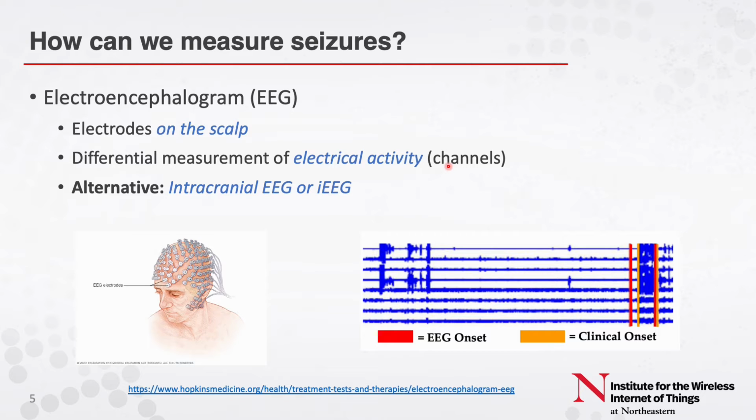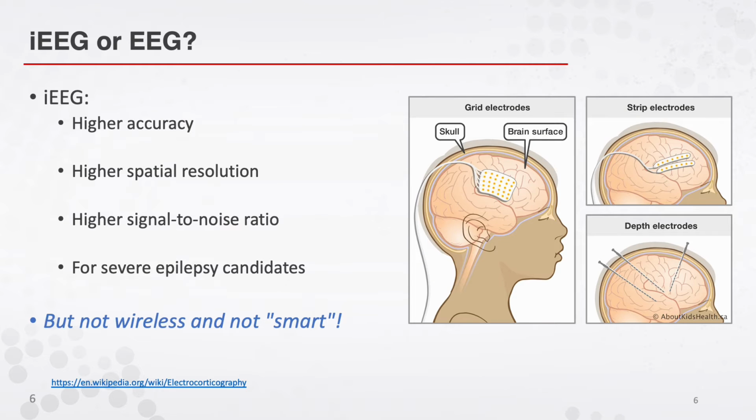An alternative, however, for implantable medical devices is to use something called an intracranial EEG, or iEEG. And an iEEG can be seen here on the right, different types of intracranial EEGs. So you have your grid electrodes, which is this grid that's placed right on top of the brain. You have a strip electrode, which is just a thinner form of a grid electrode, and you have these depth electrodes, which are actually injected deep into the brain.